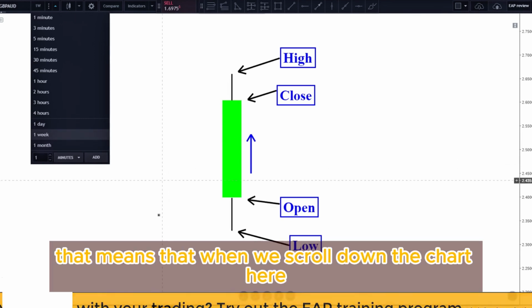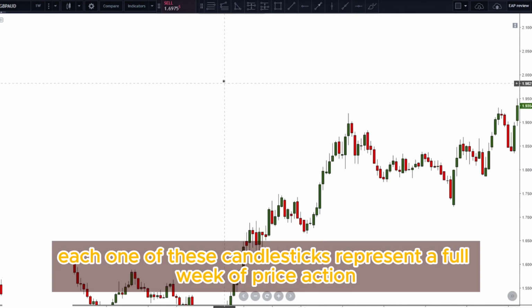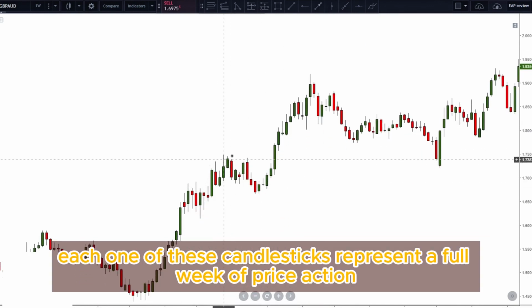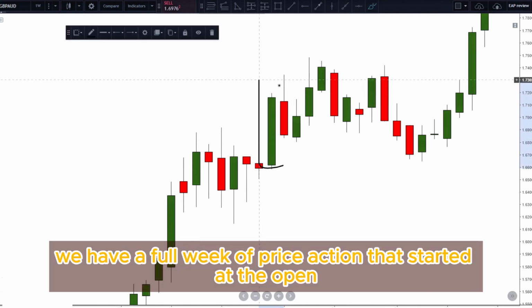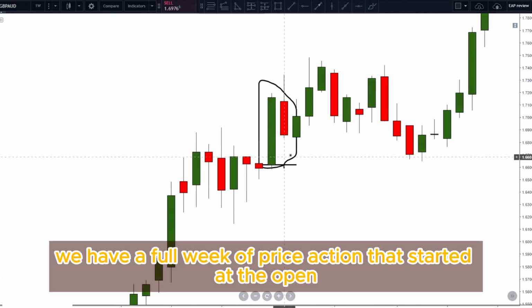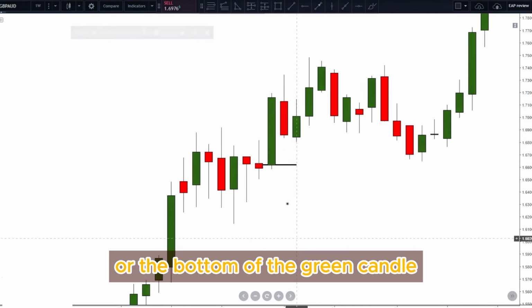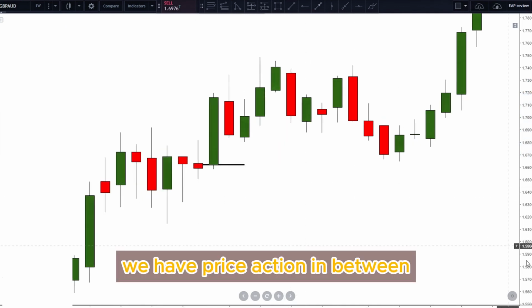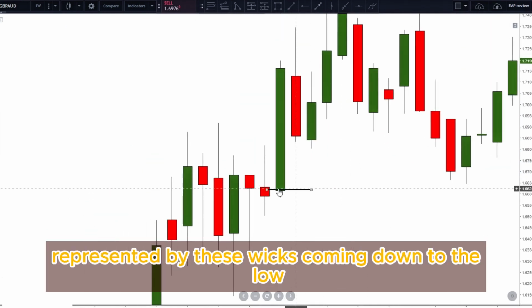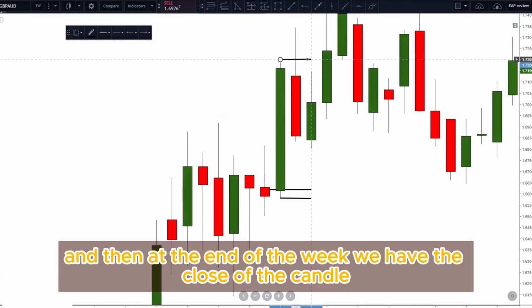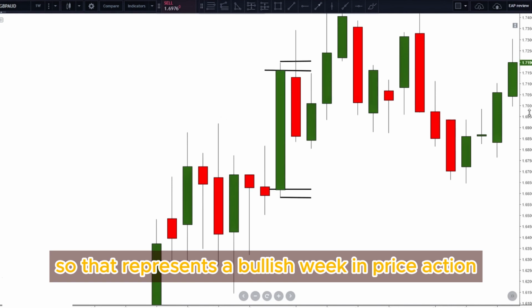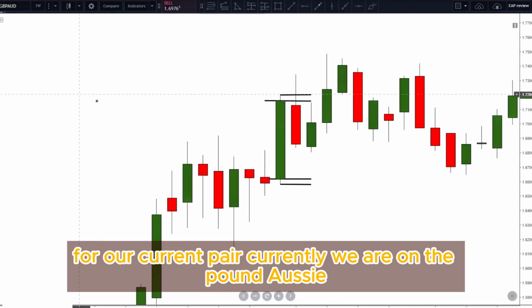That means that when we scroll down the chart here, each one of these candlesticks represents a full week of price action. For the green candlesticks, we have a full week of price action that started at the open, or the bottom of the green candle. We have price action in between represented by these wicks coming down to the low and moving up to the high. And then at the end of the week, we have the close of the candle.